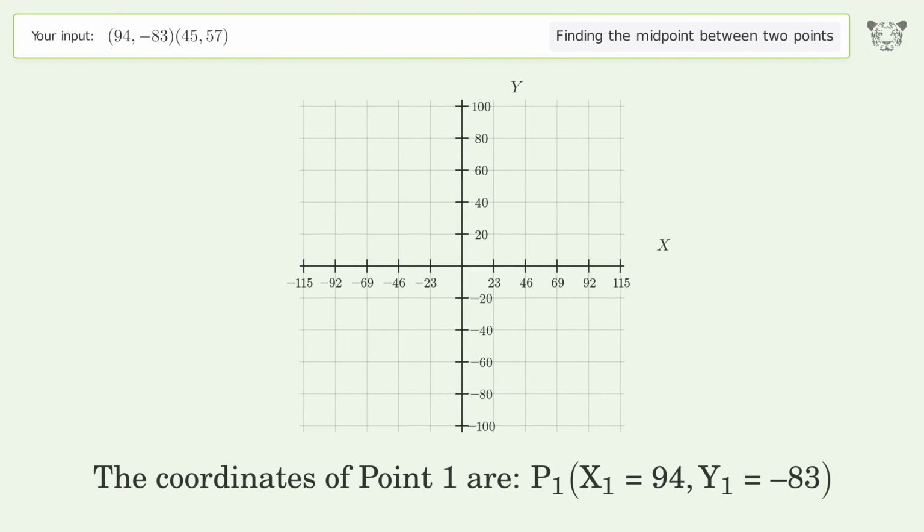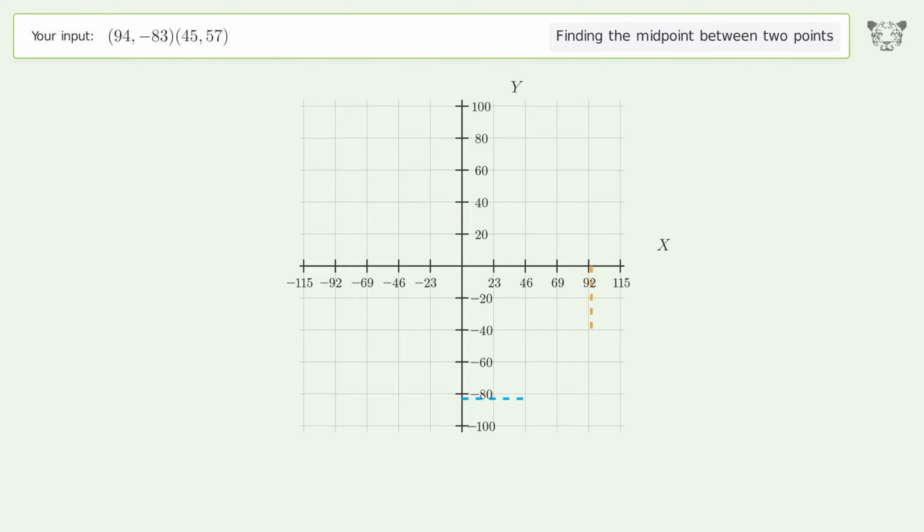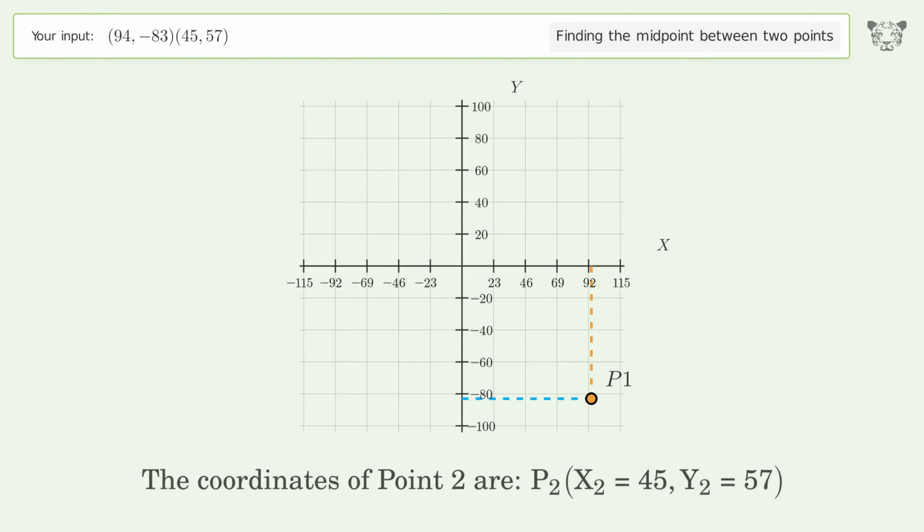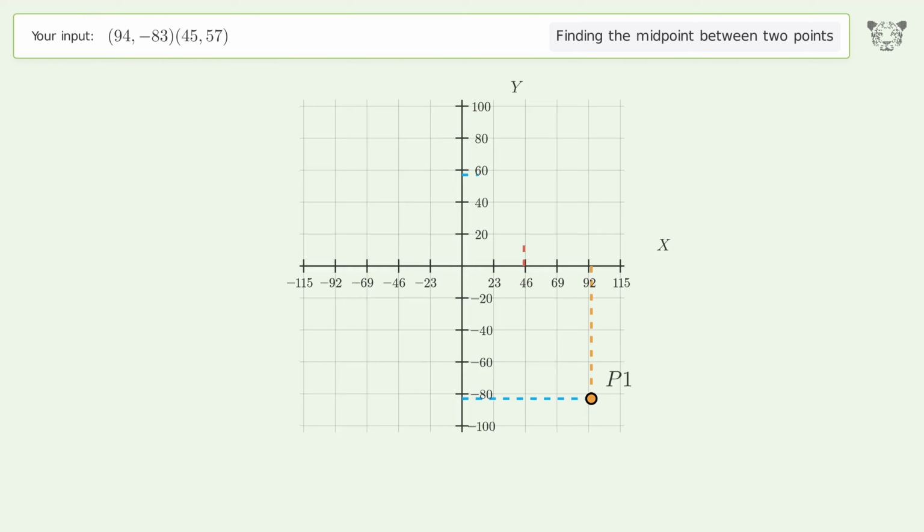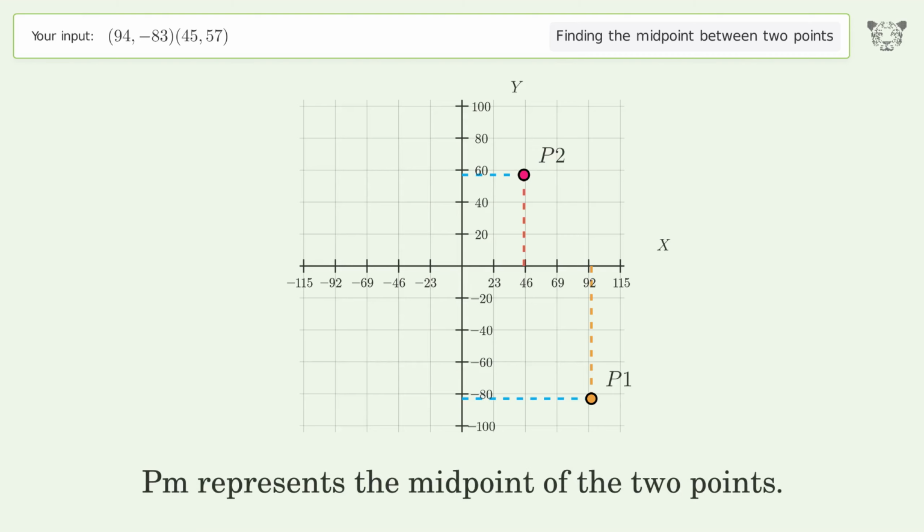The coordinates of point 1 are x1 equals 94, y1 equals -83. The coordinates of point 2 are x2 equals 45, y2 equals 57. PM represents the midpoint of the 2 points.